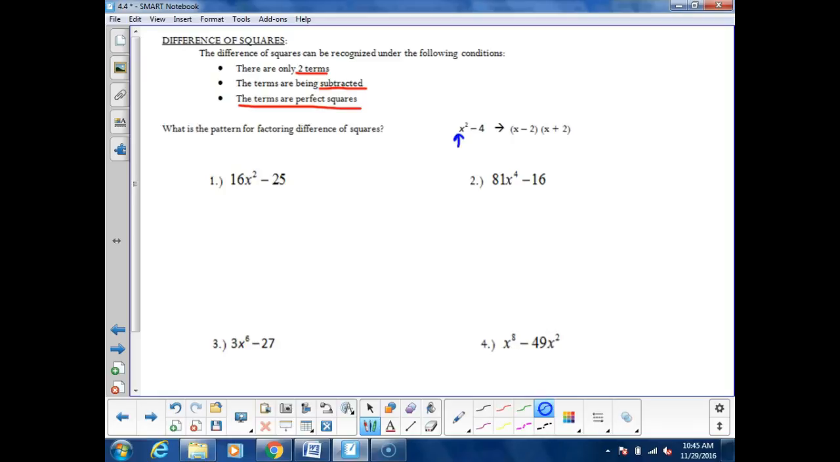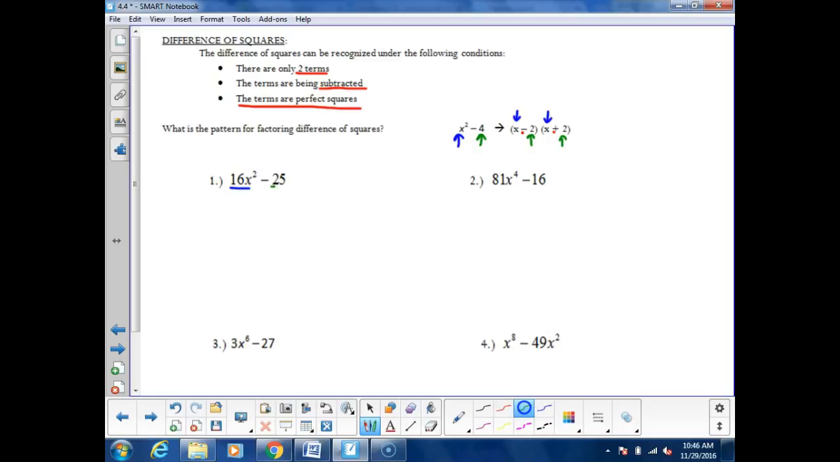root of that term, and that shows up in the first parts. You take the square root of that term, and that shows up in the second parts. One becomes a plus, one becomes a minus, and you move on with your life. Okay? So, first thing you look for, is this a perfect square? 16 is a perfect square, x squared is a perfect square, so I've got a perfect square there.